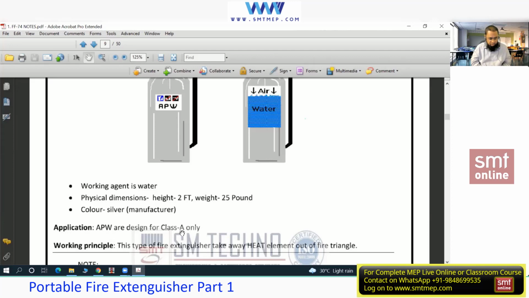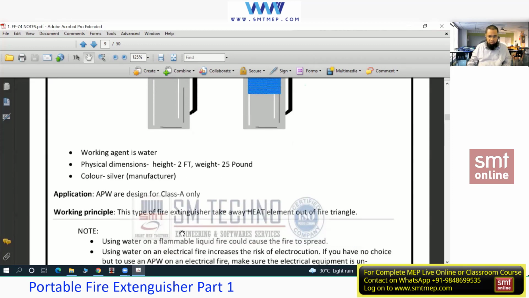For example, a warehouse or storage of paper or wood with limited light, where there is no separate electrical room. In that case it is only class A, so we can use water. It is not commonly used, but in a specific location where you'll find only class A fuel classification, we can use this. Okay, so this is about the water type.